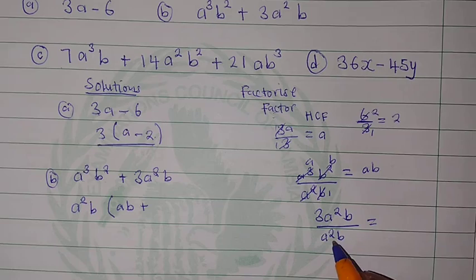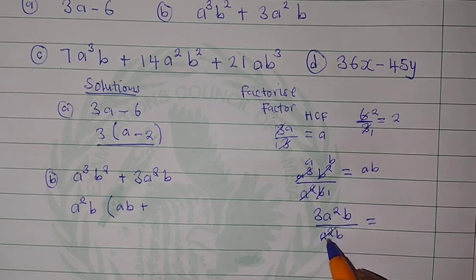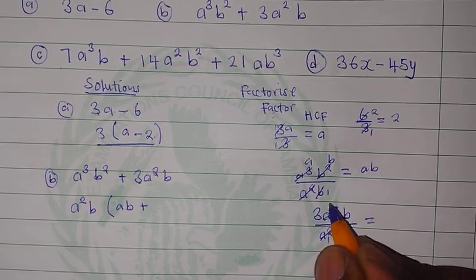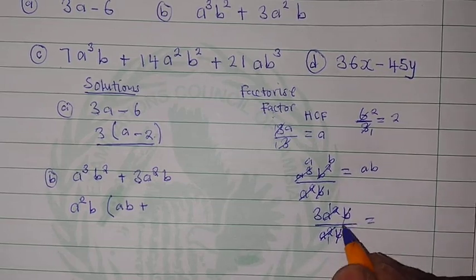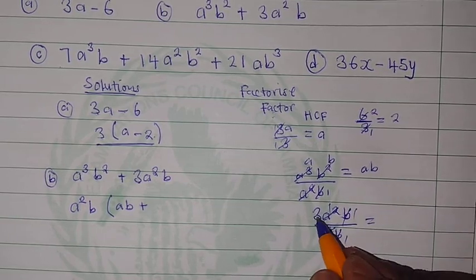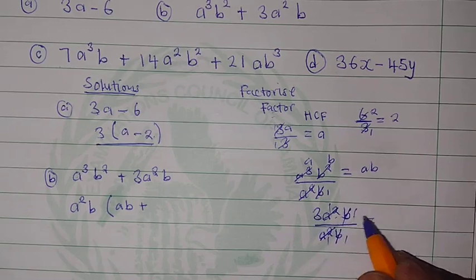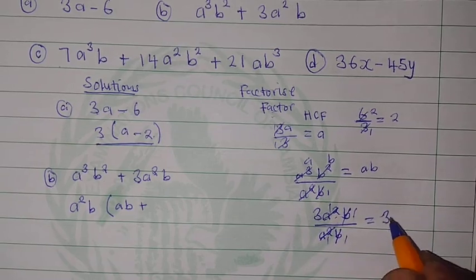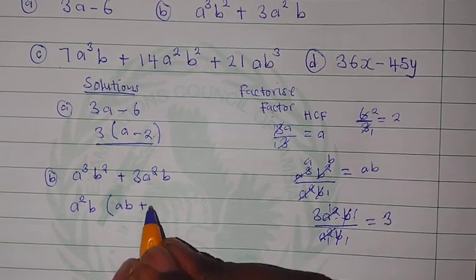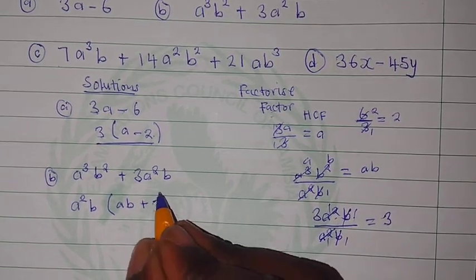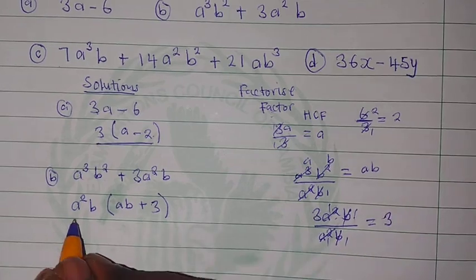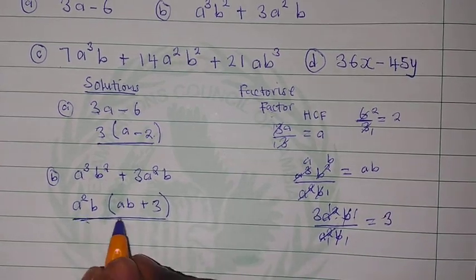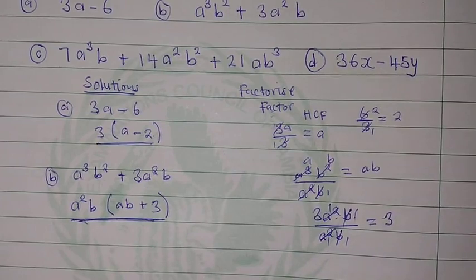So here, what we can do is a squared, you cancel. These are 1, 1. Then b and b, 1, 1. So you can see we are remaining with a 3. 3 times 1 times 1 is a 3. So here we are just going to remain with a 3. We can even cross. So this is our answer. That means we have factorized question B.